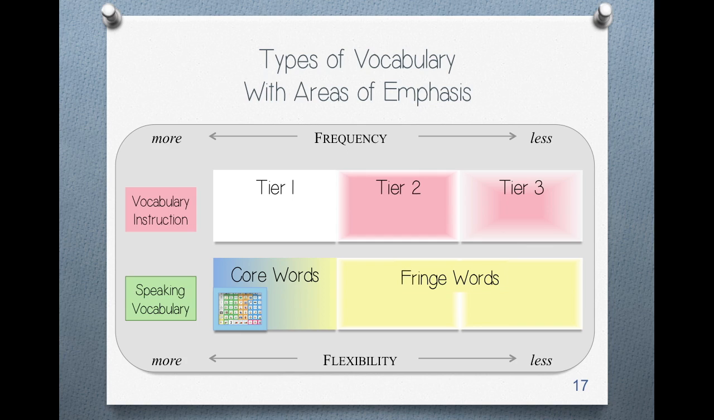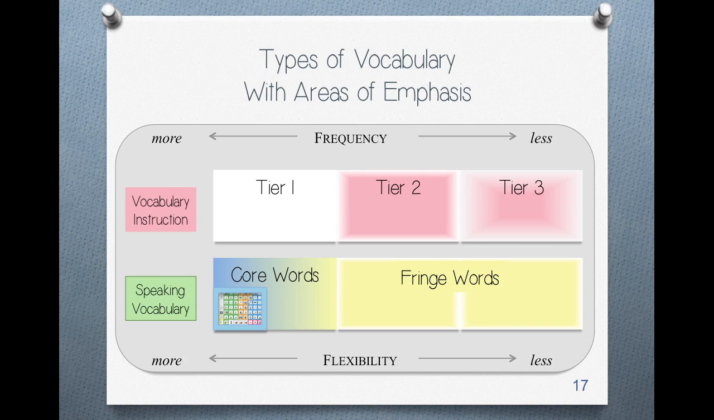So let's see. We can see that all of these words here we probably don't have on our system, and those are all words that correspond with the tier 2 and tier 3 words. So here's where the instruction is happening, tier 2 and into tier 3, and those are not the words that we have on our system.